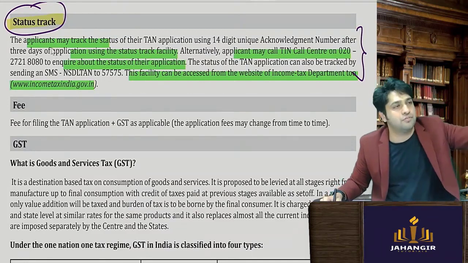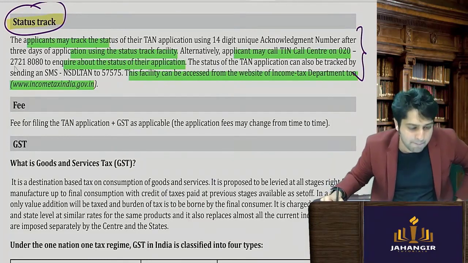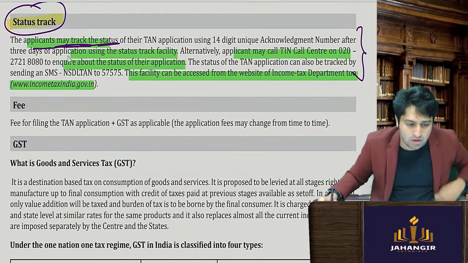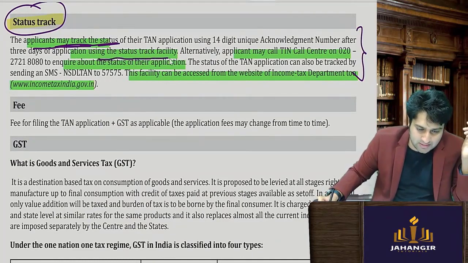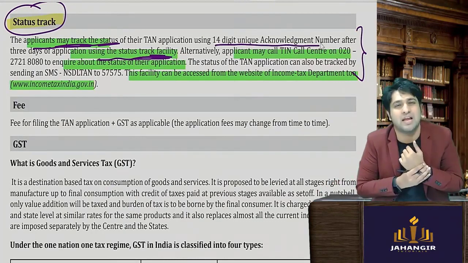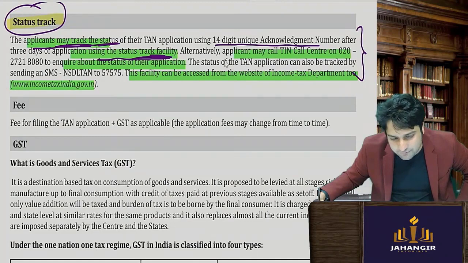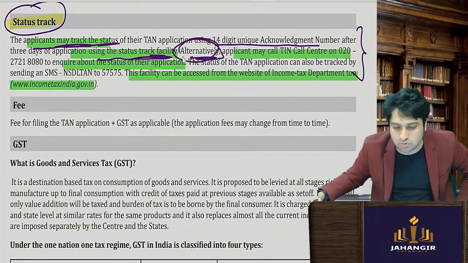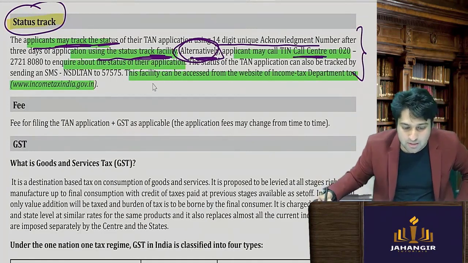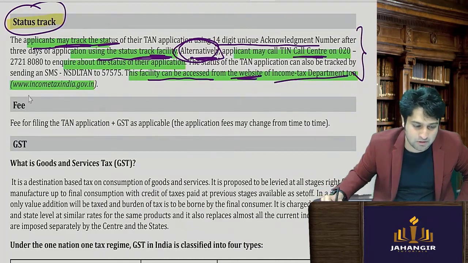And in case nothing is coming, then I call the helpline number. Same points they have given here. The applicant may track the status using the status track facility. You get a unique acknowledgement number like an SRN number. Alternatively, if you want to check, you can also call the call center on the numbers prescribed in the portal. This facility can be accessed from the income tax department website too.